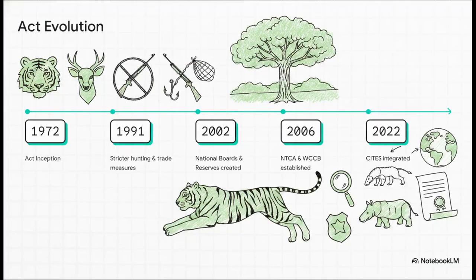Moving right along to Part 2, evolution of the Act as a living document. This law isn't stuck in the past. Just look at the timeline. From its inception in 1972, we jumped to 1991, which brought way stricter hunting and trade measures. Then 2002 saw the creation of national boards and reserves. By 2006, the rise of organized wildlife crime forced the creation of the Wildlife Crime Control Bureau, a real game changer. And fast forward to 2022, the amendment formally integrated CITES, the International Trade Convention, directly into Indian law.